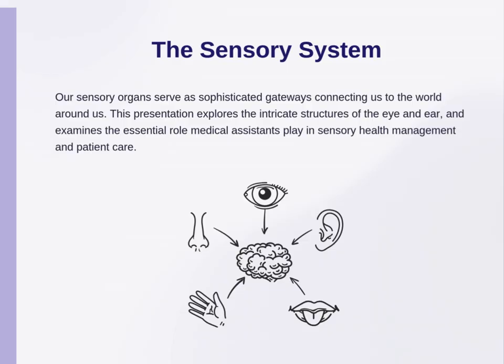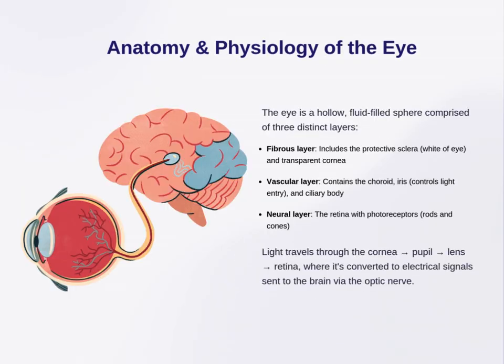The sensory system, as part of your nervous system, they work together, connects us to the world through our ears and our eyes, taste, feel. All of those are part of the sensory system. So the eye, the anatomy of the eye and the physiology. So the eye is a hollow fluid-filled sphere that is comprised of 3 layers. You have the fibrous layer, which is the protective or the outside that you can see. So the sclera, or the white of the eye, and the cornea. And you can actually see the pupil through the cornea.